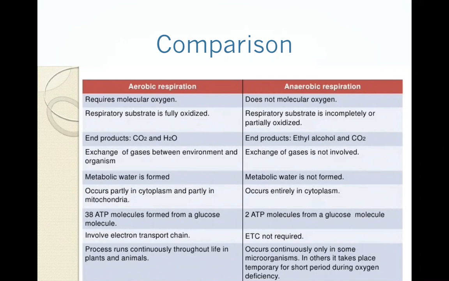Next, it occurs partially in cytoplasm and partially in mitochondria. I'm talking about aerobic respiration, while in case of anaerobic respiration, it occurs entirely in cytoplasm. So occurrence कहाँ पर होता है, that is the difference. Cytoplasm दोनों के अंदर involved है, but mitochondria सिर्फ और सिर्फ aerobic respiration के अंदर involved होता है, जबकि anaerobic में mitochondria involved नहीं होता.